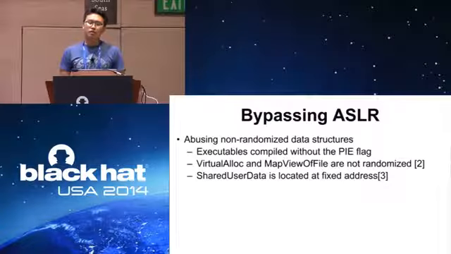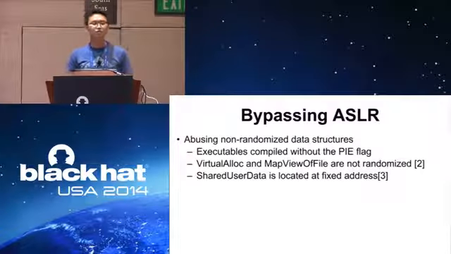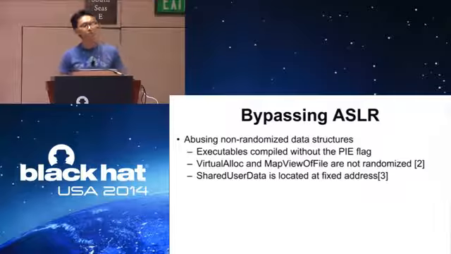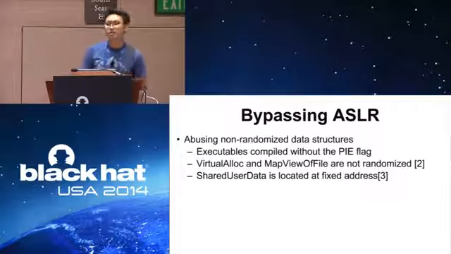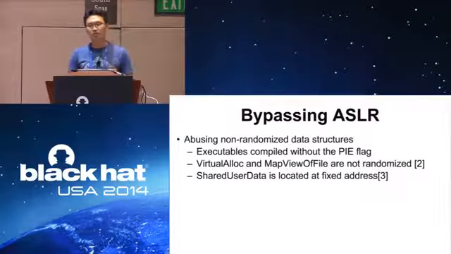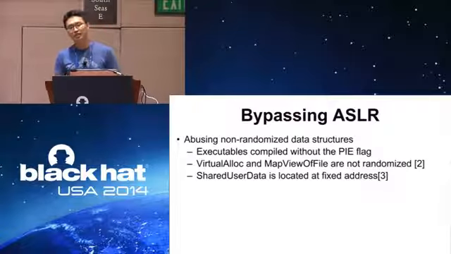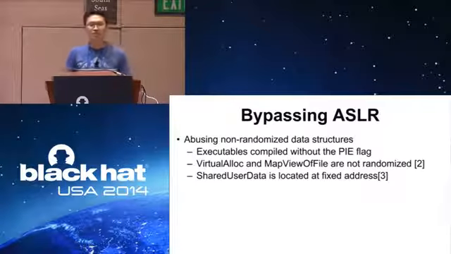To bypass ASLR, there were generally two different approaches. The first one is to take advantage of non-randomized data structures, like an executable compiled without the PIE flag, which means it does not support ASLR for that specific module. Because there is no ASLR, it uses a fixed address.